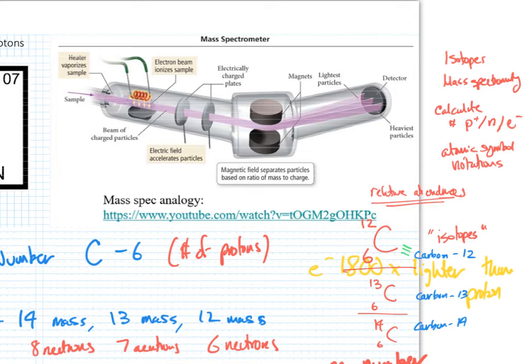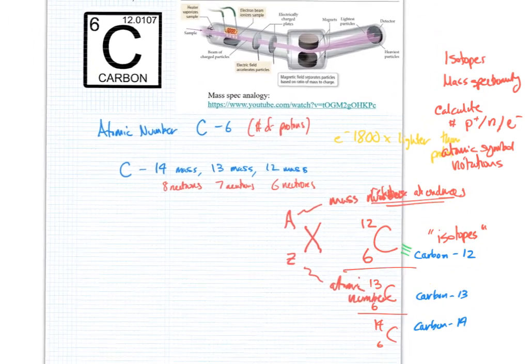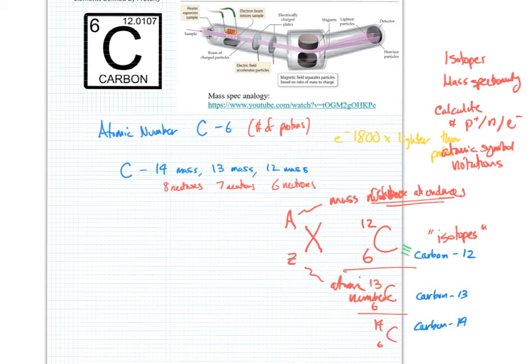So, quick recap then. We have talked about isotopes, that's just a different number of neutrons. We've talked about mass spectrometry, atomic symbol notation, and relative abundances. One more thing, we've already talked about this, but let's just clarify and finalize. How do we calculate the number of protons, neutrons, and electrons?